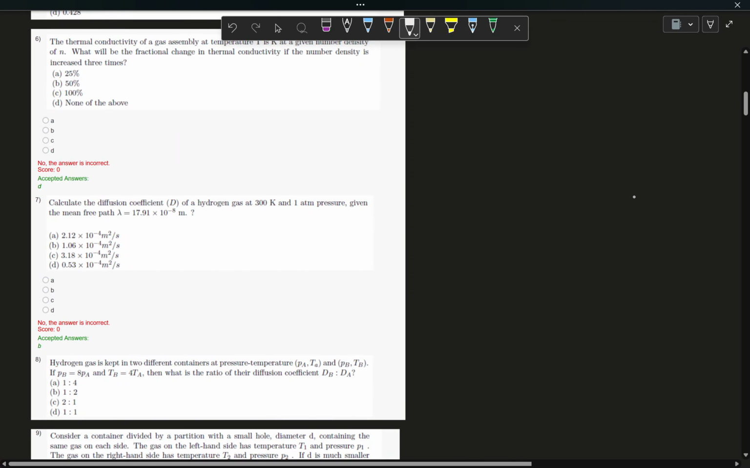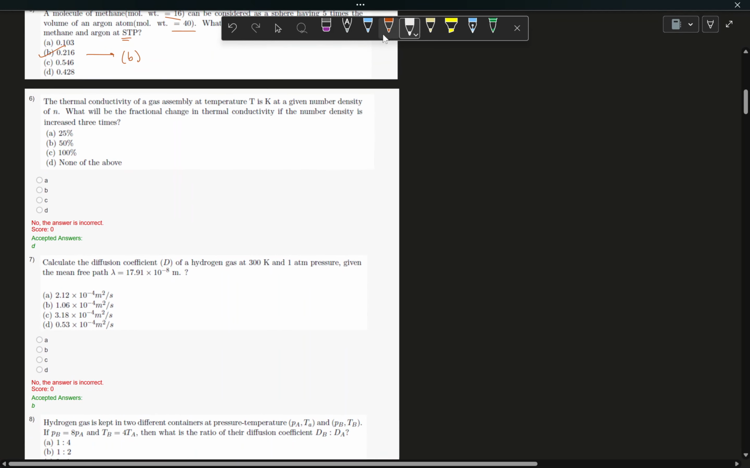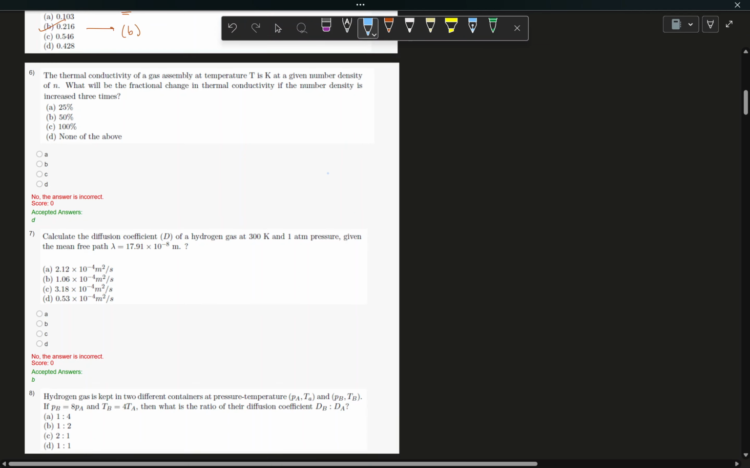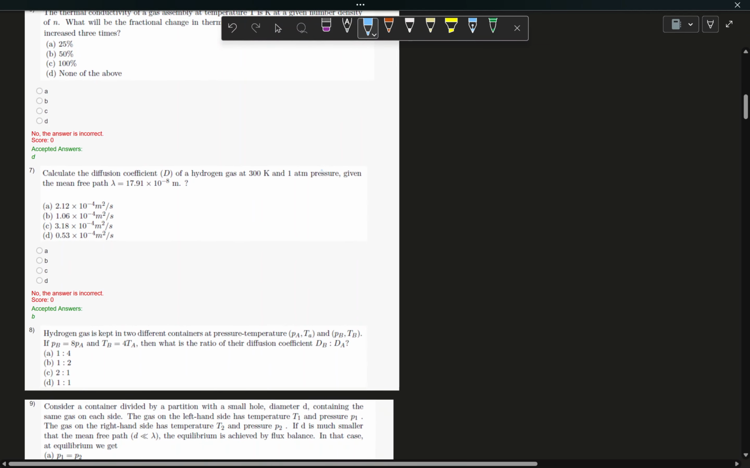So this was a trick question. You can see that even if at first glance you will see that there is a dependence of k on n, that is not true. Okay, so this answer will be none of the above.